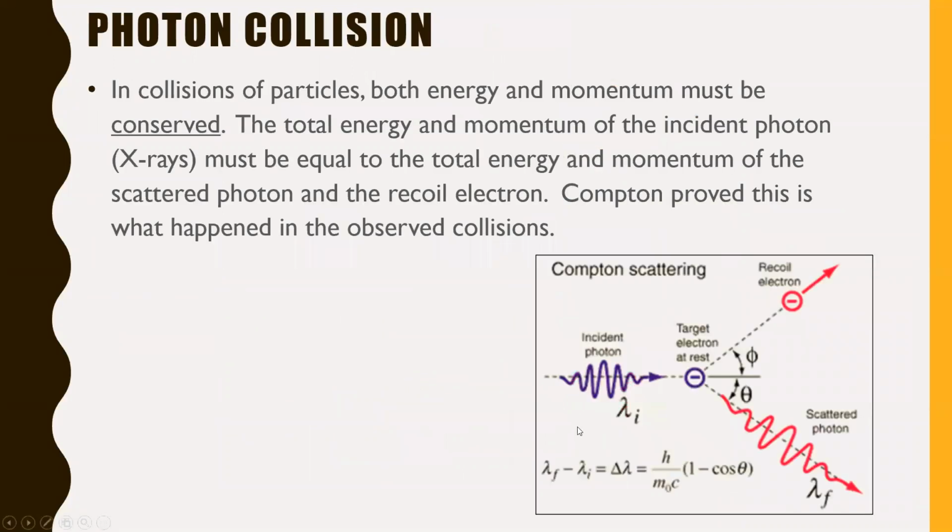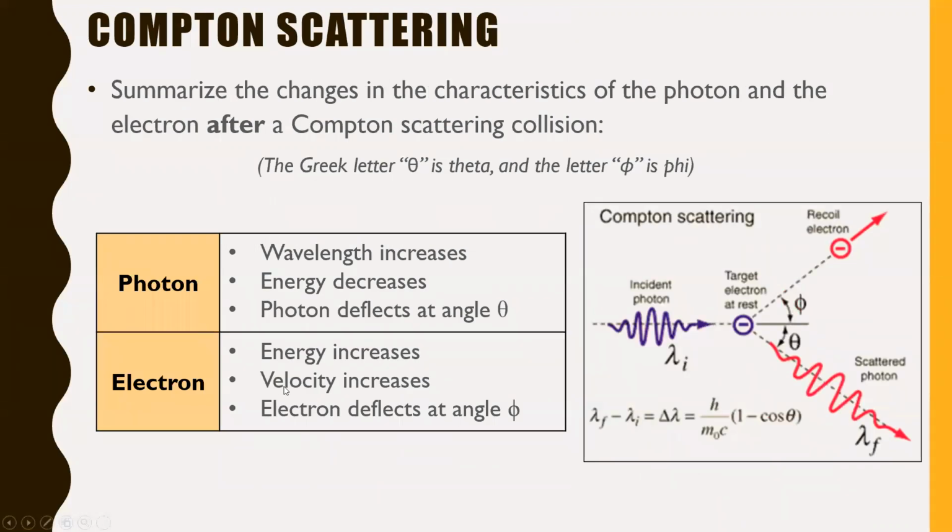Next up, photon collision. In collisions of particles, both energy and momentum must be conserved. We've talked about that a million times before. Energy and momentum don't just come out of nowhere; they have to be conserved. The total energy and momentum of the incident photon, the X-rays, must be equal to the total energy and momentum of the scattered photon and the recoil electron. Compton proved this is what happened in the observed collisions. So with Compton scattering, as we call this, we can summarize the changes in the characteristics of the photon and electron after the collision.